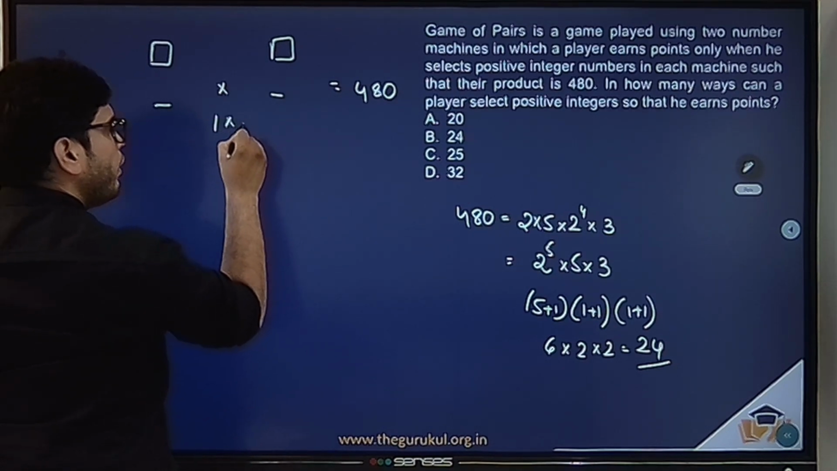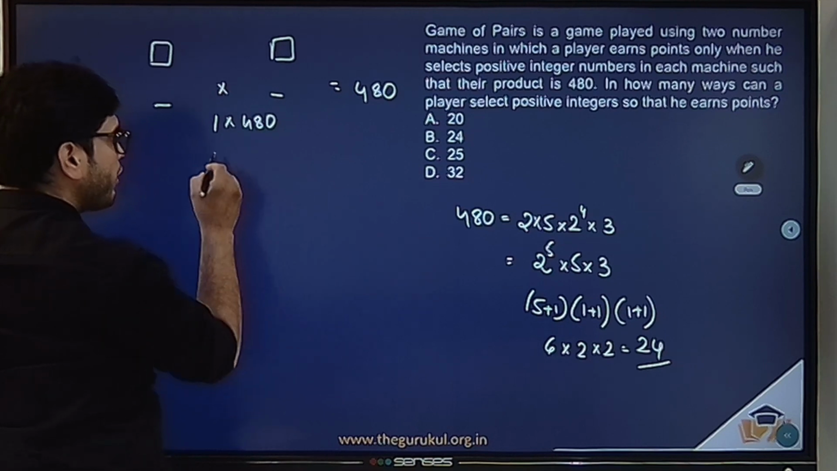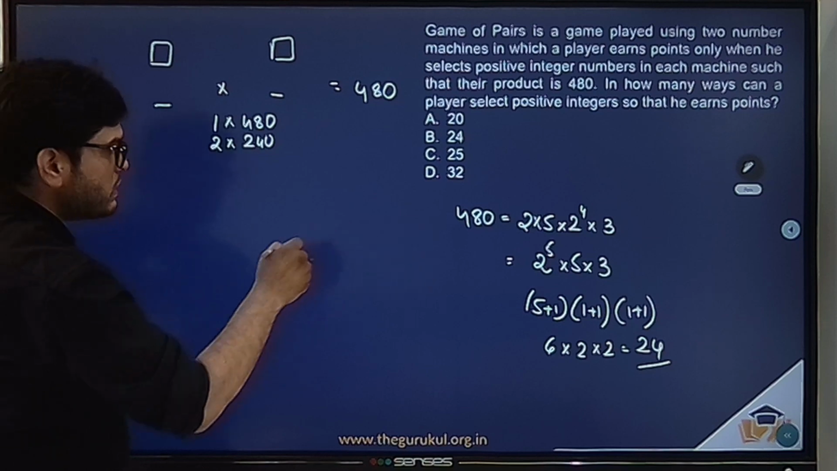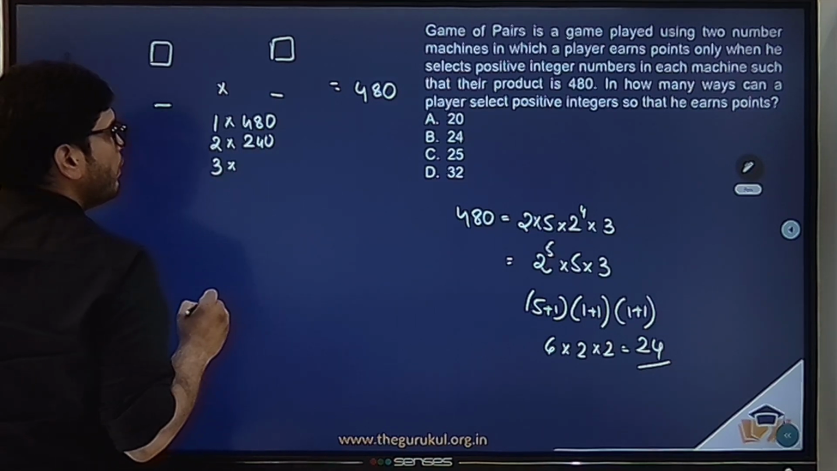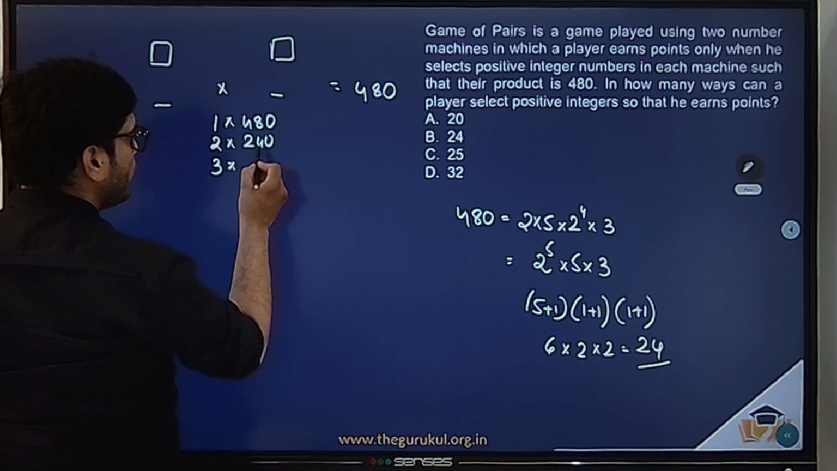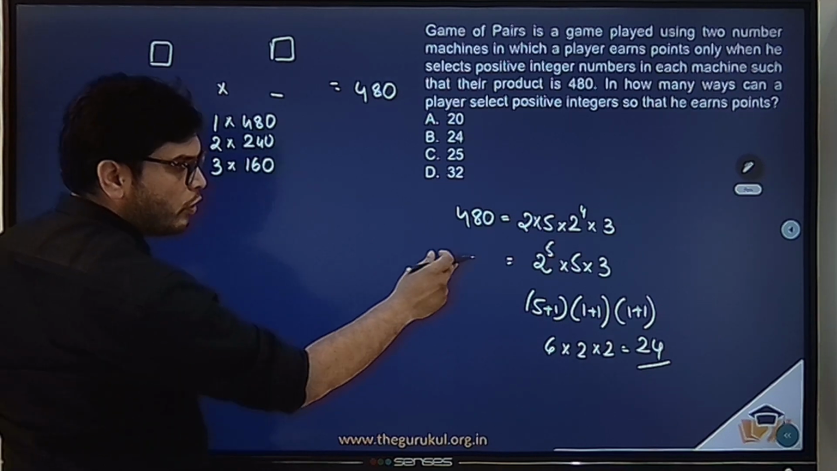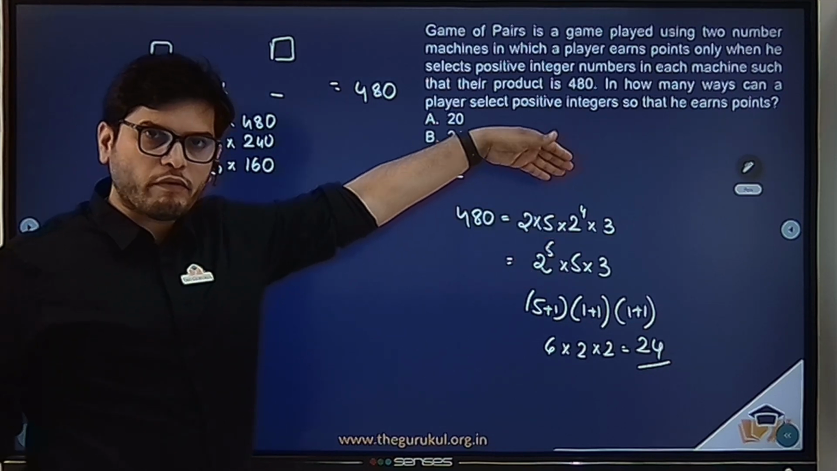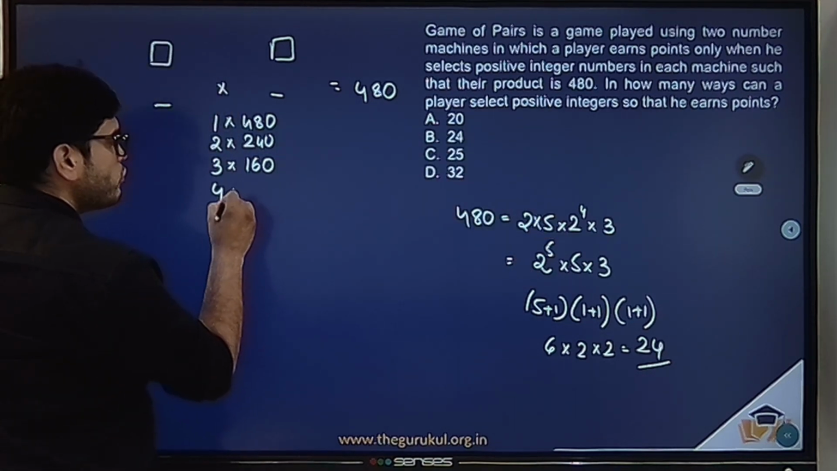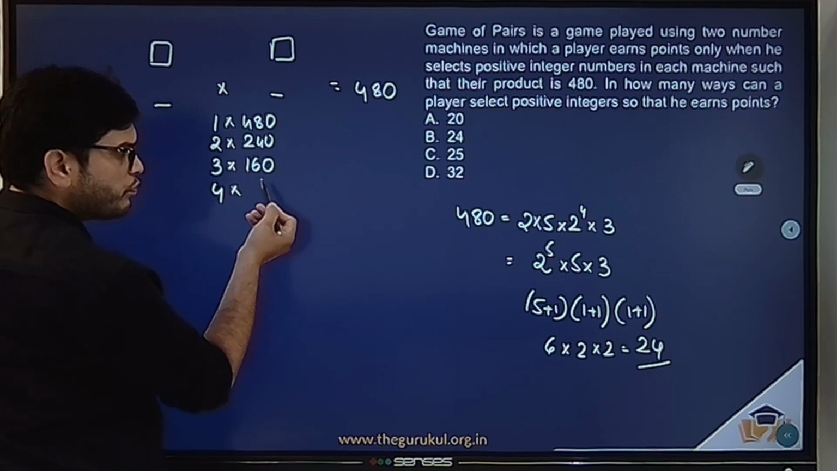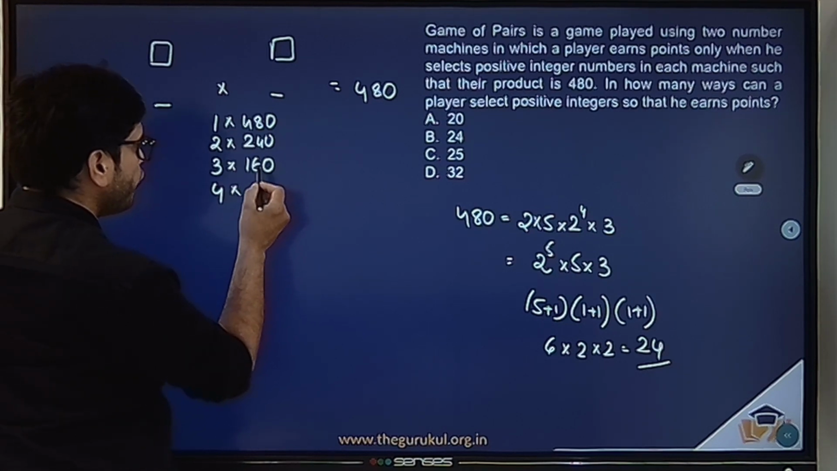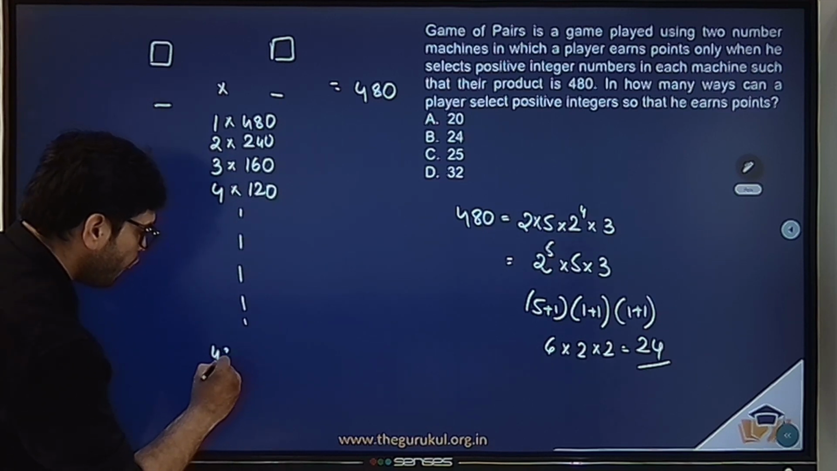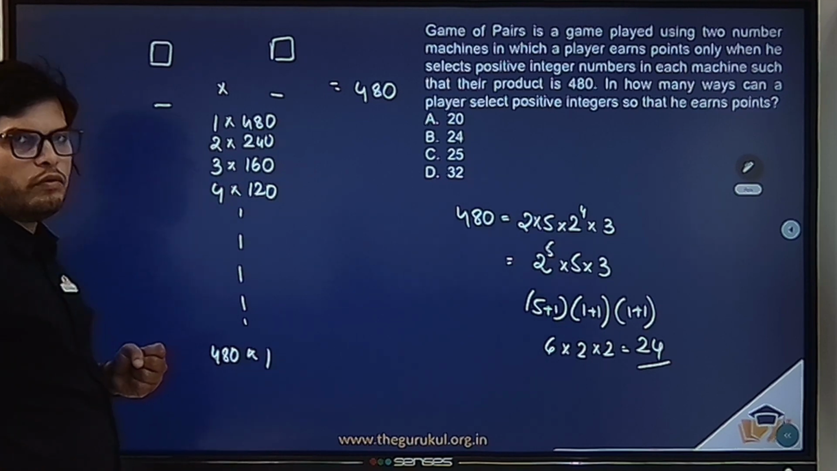Let us say 1 into 480. Then 2 is a factor, so I can write this as 2 into 240. Then 3 is a factor, so I can write this as 3 into 160. Then 2 power 2, 4. We have 2 power 5 here, and 4 is nothing but 2 power 2. That is also a factor, so I can write this as 4 into 120, and so on till 480 into 1.